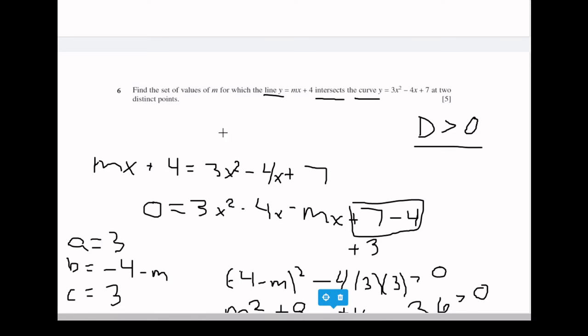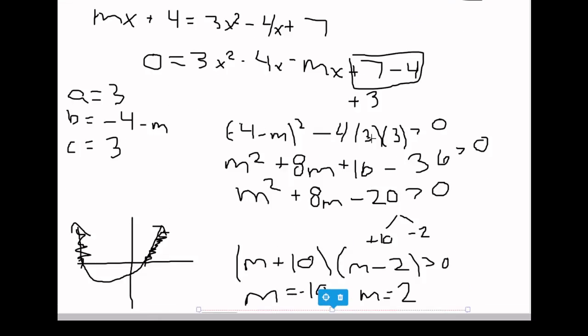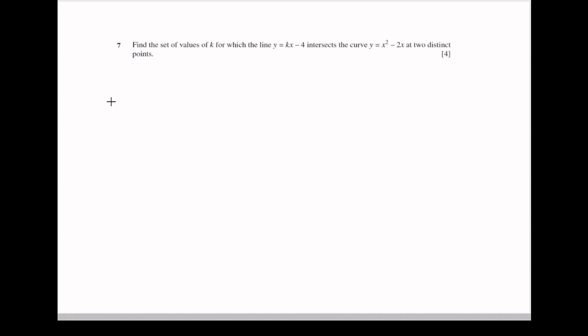I was just making sure there wasn't more to solve really quick. But yeah, that's 5 whole marks just from doing all that math, so that's a really nice thing to get on your exam. And then we have number 7, which is to find the set of values for k, for which line y equals kx minus 4 intersects the curve y equals x squared minus 2 at 2 distinct points.